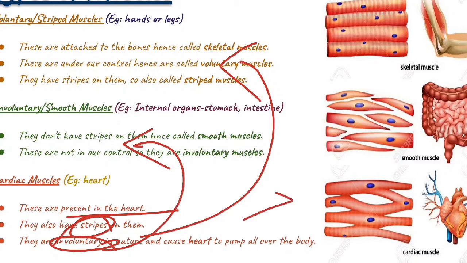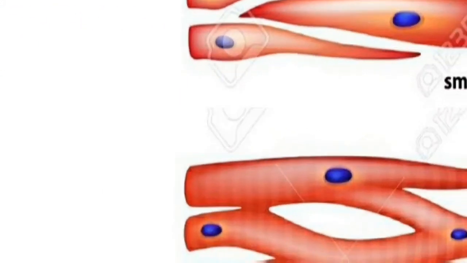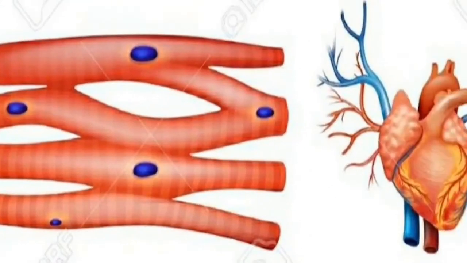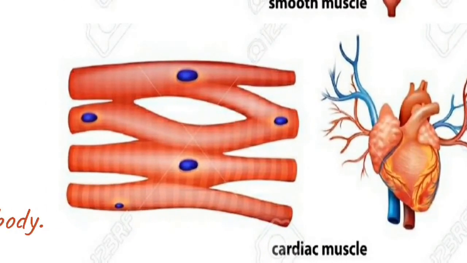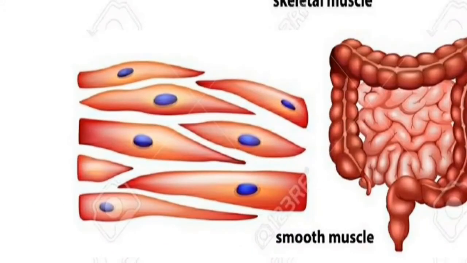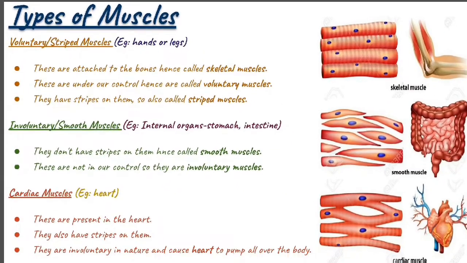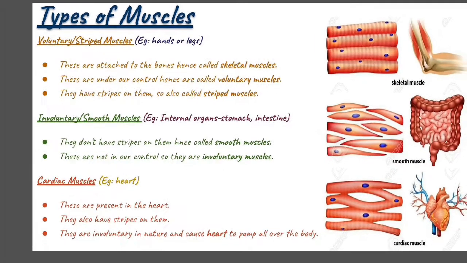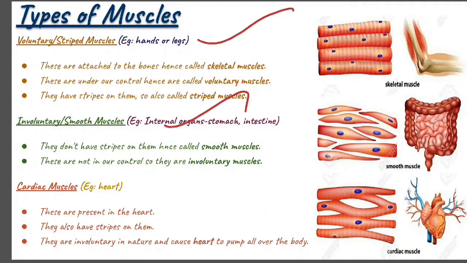But yes, this is different. Why is it different from both the other muscles? Because if this muscle stops working, then no other function can continue. All the functions come after this. Once it works, then you will be alive, and your other muscles and organs will work smoothly. Okay, so these are our 3 types of muscles: voluntary, involuntary, and cardiac muscles.